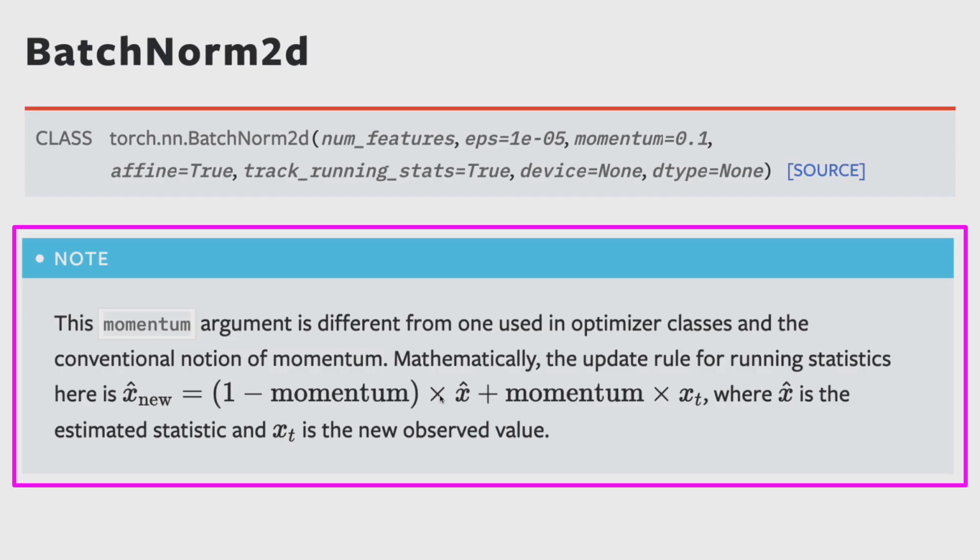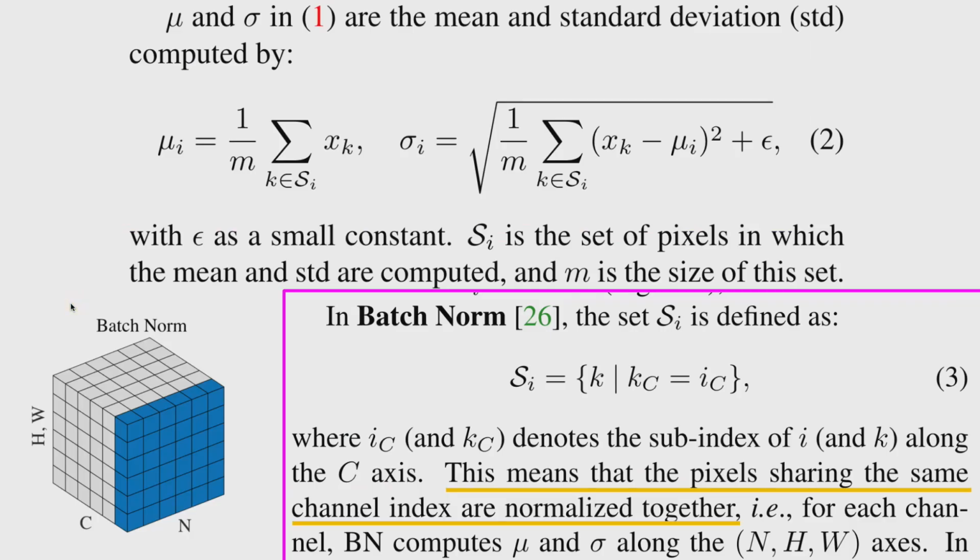So x hat new, for example, is our new mean. That's 1 minus momentum times the current moving average of the mean plus momentum times the new per batch mean statistic that we calculated. So this is how it keeps updating. And the same thing for the variance. Our new variance is 1 minus momentum times the current variance, that's the moving average, plus momentum times the new observed value of variance that's based on whatever the last batch was during training. And this track running stats argument is, by default, true.